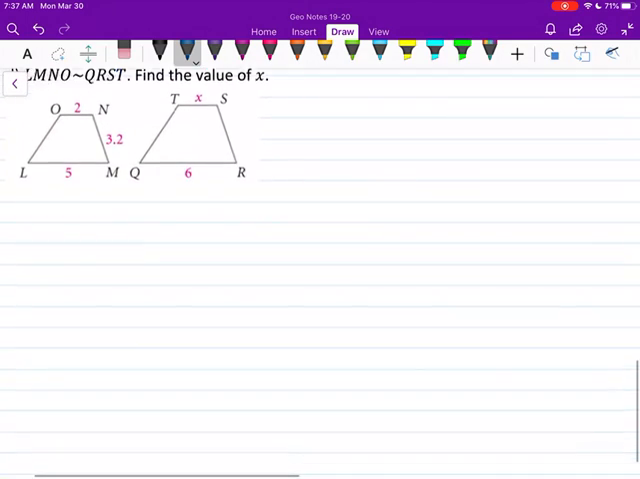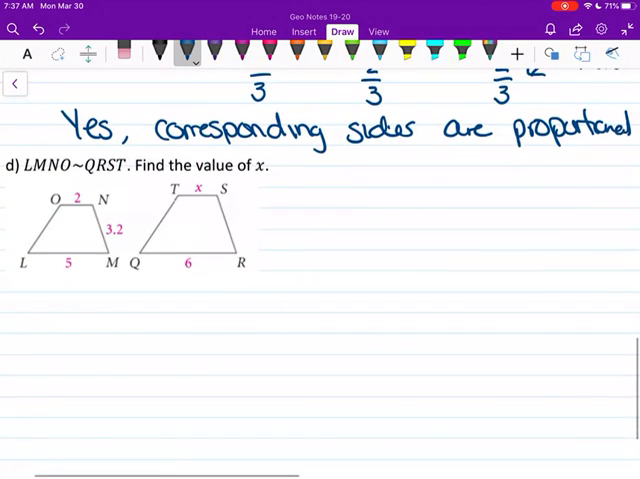Okay, last example, right? Yeah, this is a last example. I'm not lying this time. This one says quadrilateral LMNO is similar to quadrilateral QRST. Find the value of X. All right, go ahead, pause the video, try this one on your own, set up a proportion, and solve, and then come back.